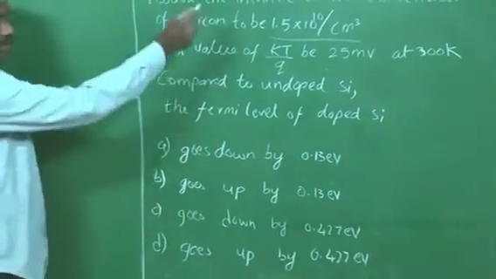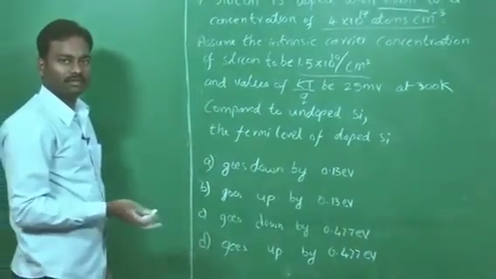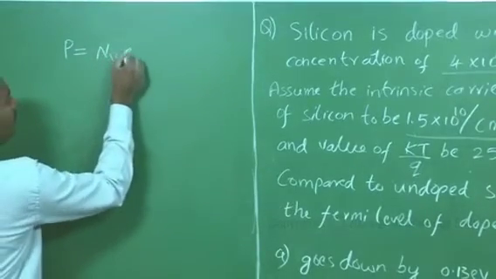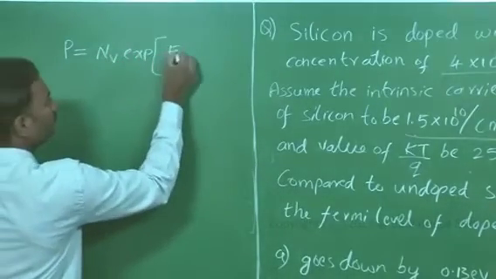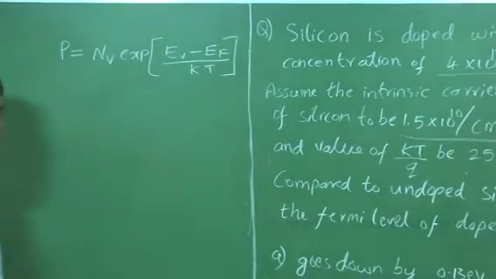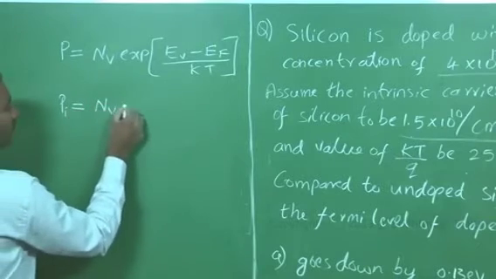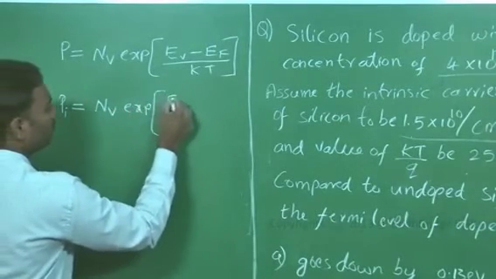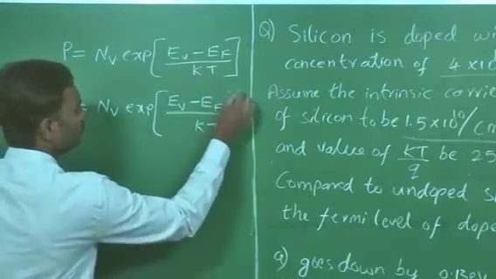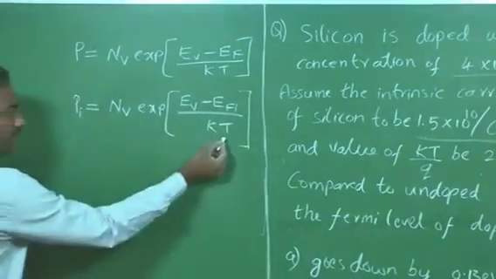It is given that the silicon is doped with boron. Boron is a trivalent impurity, so the doped silicon will be a p-type silicon. The number of holes in a p-type semiconductor is given as P = Nv exp((Ev − Ef)/kT), and the intrinsic concentration of holes is given by Pi = Nv exp((Ev − Efi)/kT), where Efi is the Fermi level of the intrinsic semiconductor.